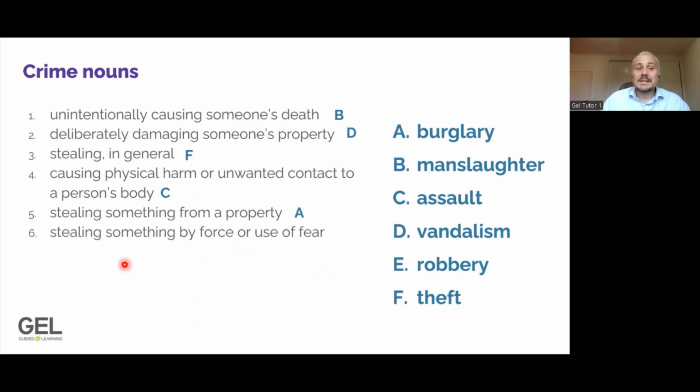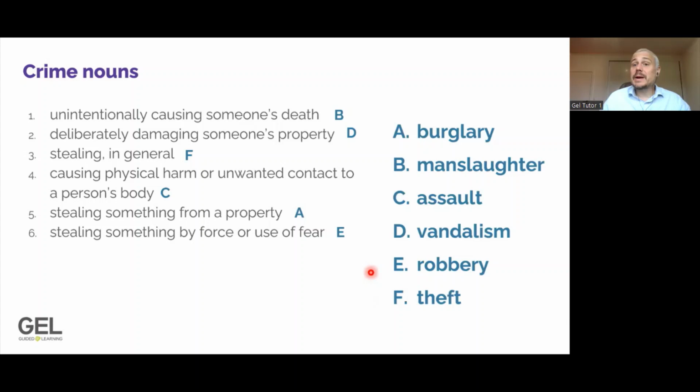Number 6, stealing something by force or using fear. This is called robbery. Robbery can happen on the street. For example, a person could threaten you with a knife and steal your bag and your wallet. This is called mugging. M-U-G-G-I-N-G.